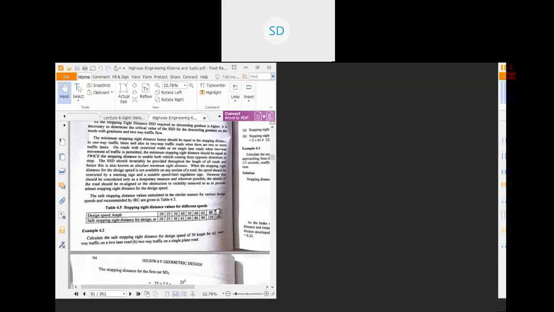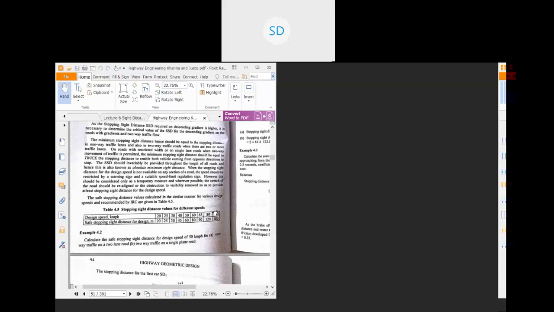Now again, see one thing, the main question was that you need to find out the stopping sight distance for two-way traffic on a two-lane road. In a two-lane road, sufficient space is provided. So if it is two-way traffic in a two-lane road, whatever stopping sight distance you have found out, that is the final answer.